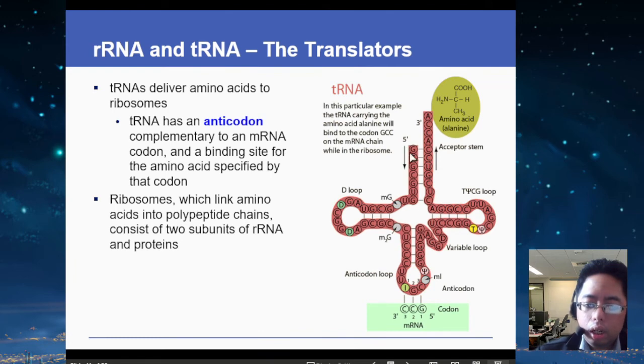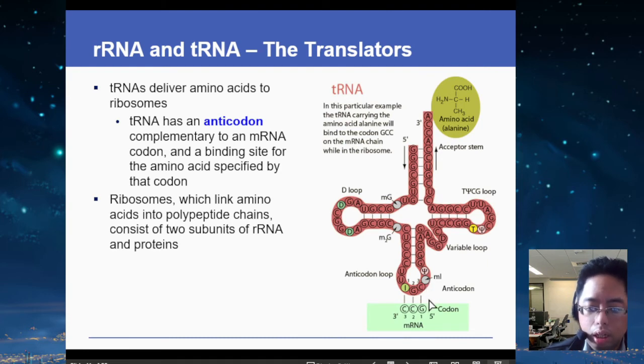So here is the tRNA, the translators. The tRNA delivers amino acids to ribosomes. It has an anticodon complementary to an mRNA codon. So if the mRNA is AUU, it means the tRNA anticodon must be UAA. It is the anti of the codon, and it also carries an amino acid attached to it. Each amino acid will be carried based on the codon that matches with the anticodon.